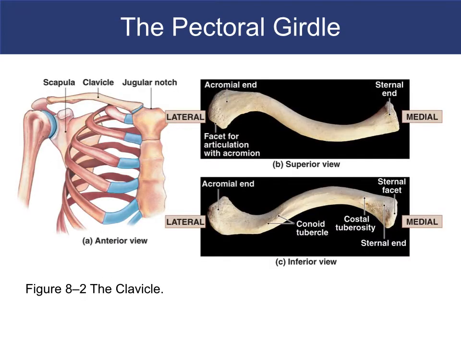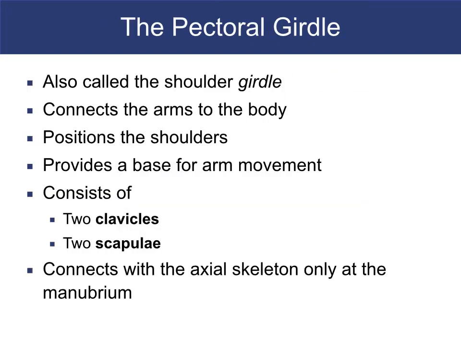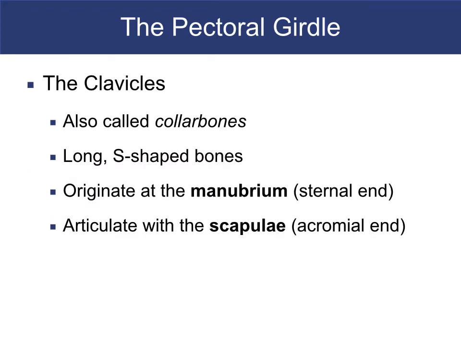Let's go back and go through that. I must have been sitting on the button here. So this is the pectoral girdle or the shoulder girdle. It holds your shoulders up, provides a base for your arm movement, and consists of simply 2 clavicles and 2 scapulae. And this is the only place where the axial skeleton is connected to the arm.